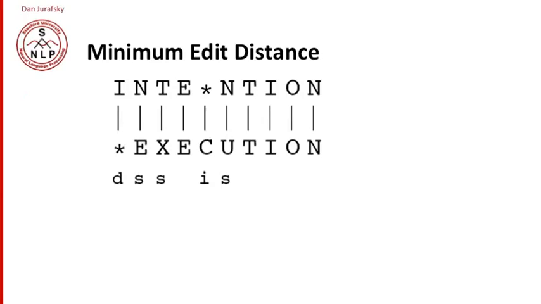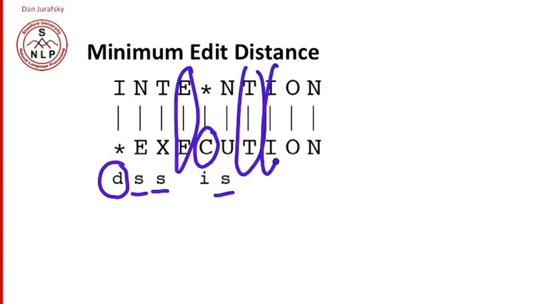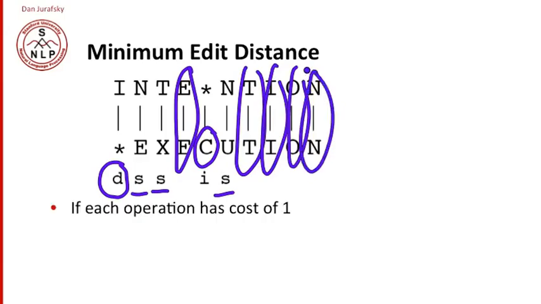So we can think about this alignment as having a set of operations that generated the alignment. So here, to turn intention into execution, we have to delete, D for delete, an I. We substitute an N for an E, substitute a T for an X, insert a C, substitute an N for U, and the rest of the letters, the E, the T, I, O, N, are all the same. So the edit distance, if each operation is 1, is 5. We had to do 5 things to turn intention into execution.